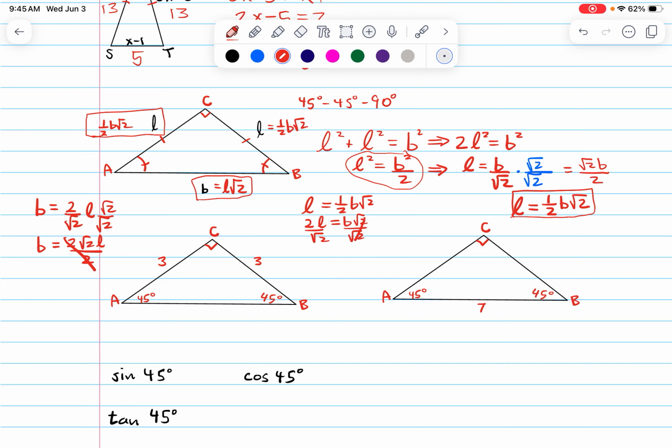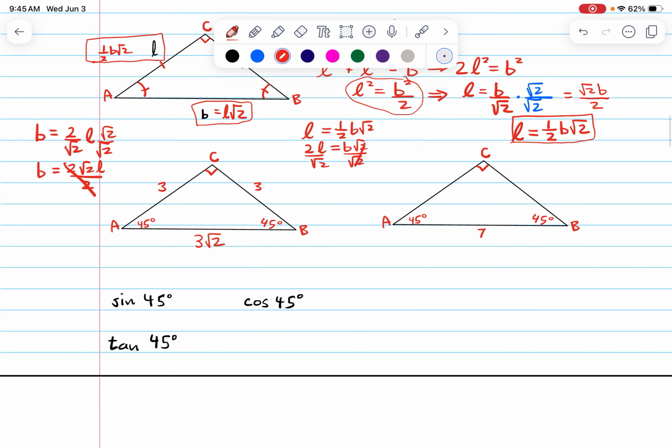I've got an isosceles triangle here. Okay, there's 3, 3, and this is a 45, 45, 90. And I want to find the missing side here. I want to find the base. Well, the base is equal to the length times the square root of 2. Yeah, that's it. Now, you may not believe that works. But notice, all I did was take the length and multiply by the square root of 2. Let's see if it works.